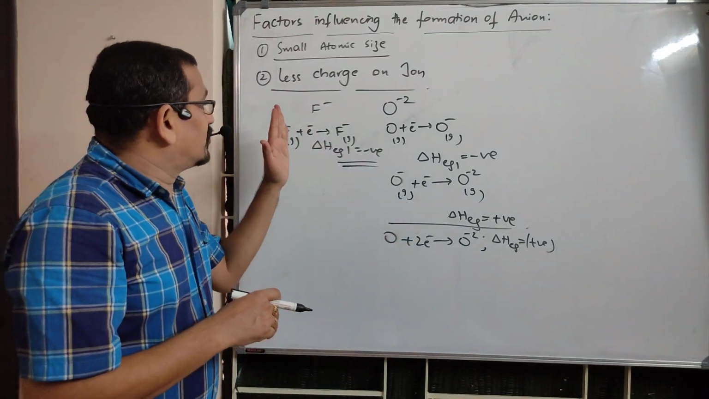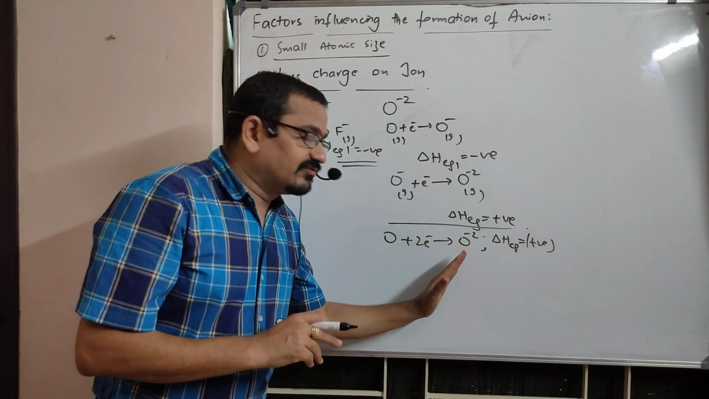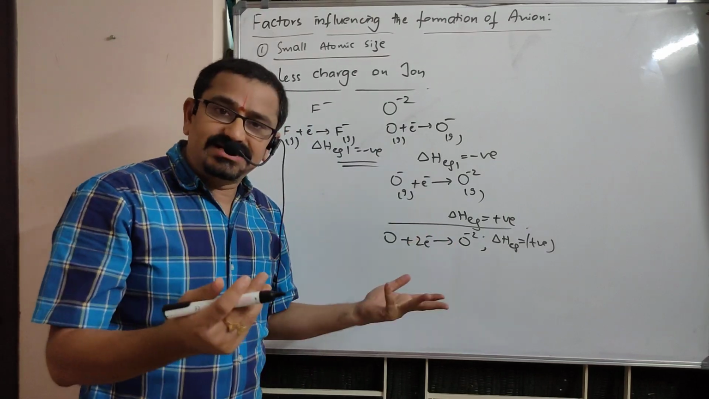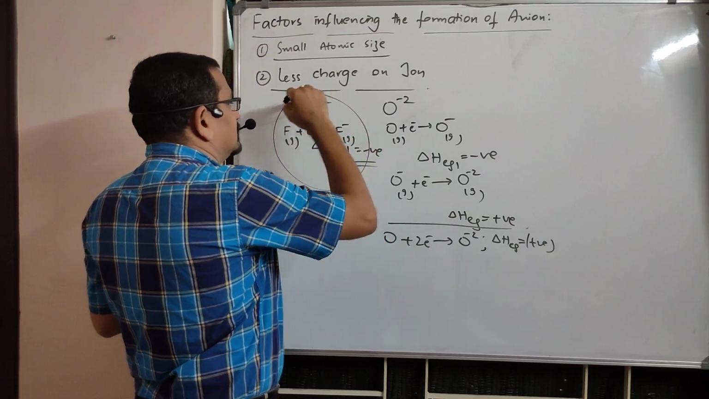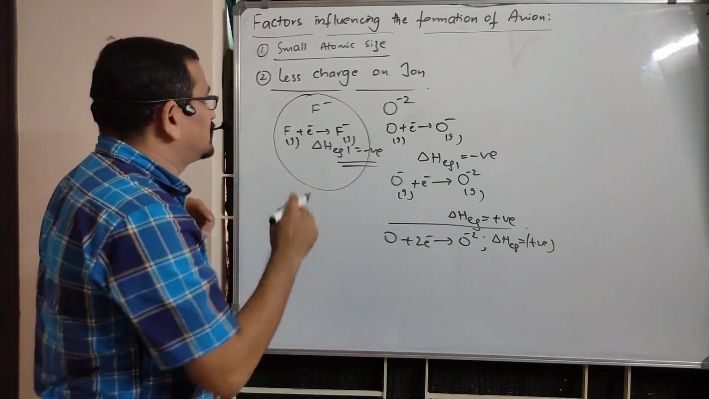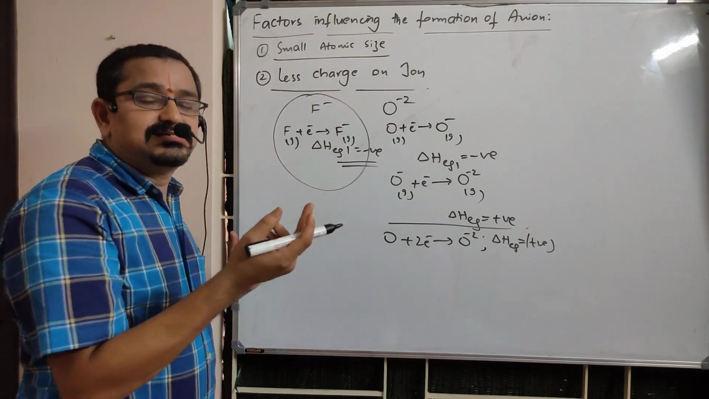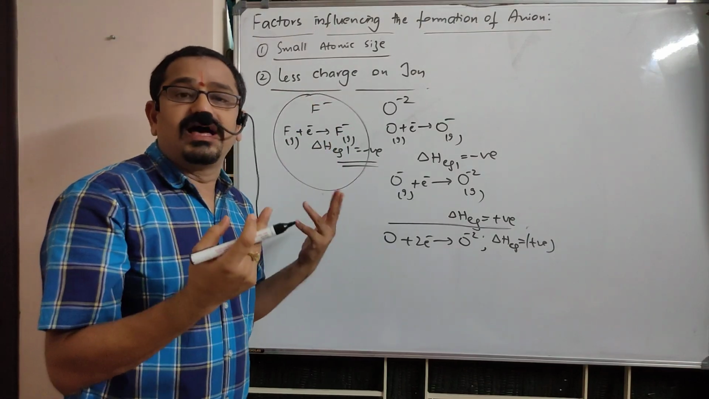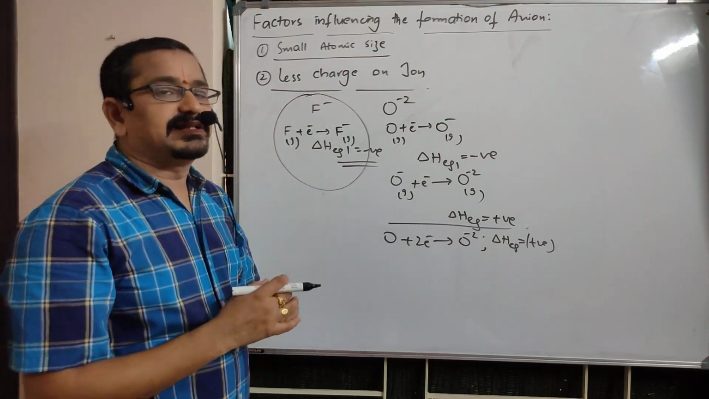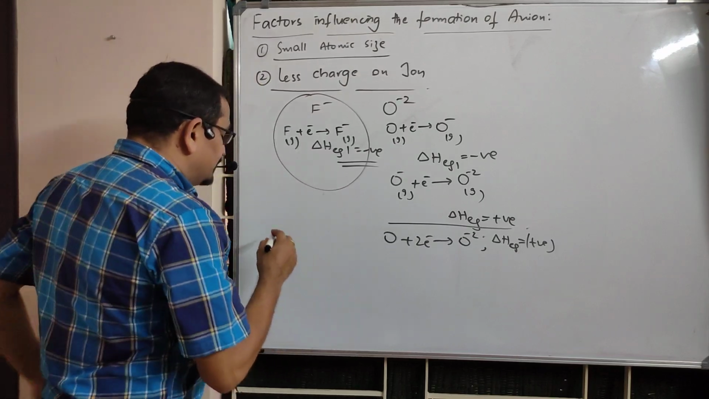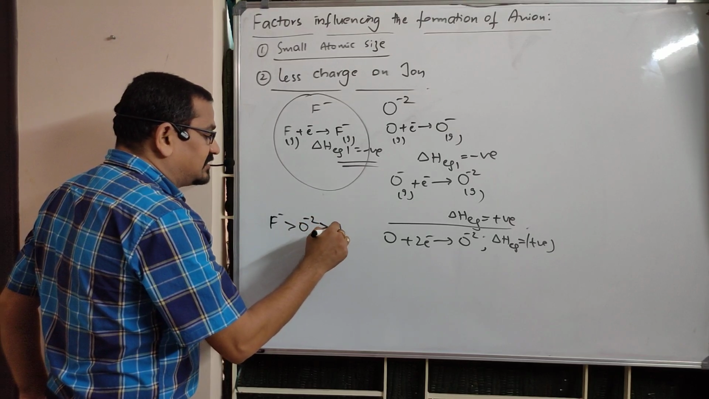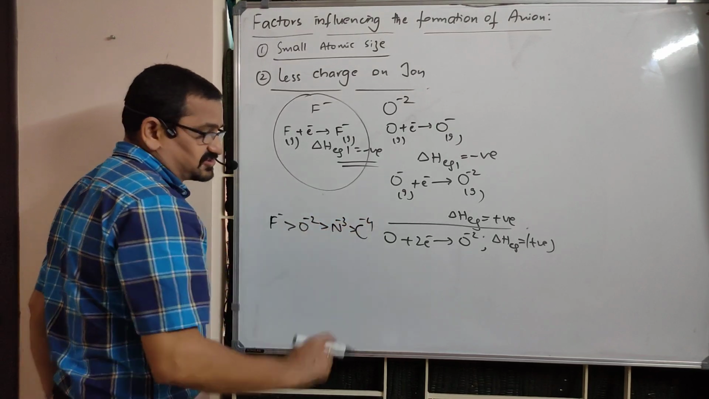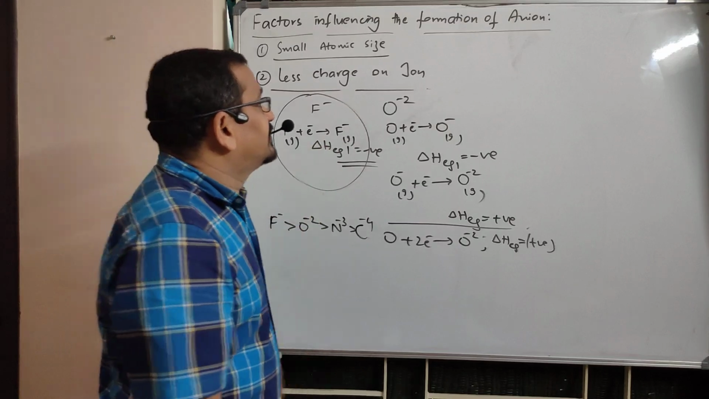So among the formation of F minus and the formation of O power minus 2, which is quite spontaneous, which is quite easier? The one having less negative charge. So the less the charge, the easier is the formation of anion. That's why the second factor is less charge on the ion. So formation of F minus is easier than O minus 2, than N minus 3, than C minus 4, etc. Right?